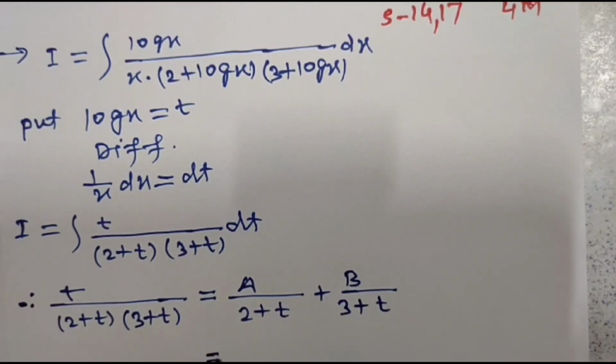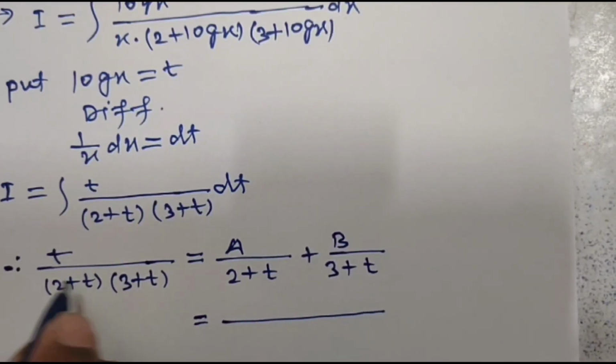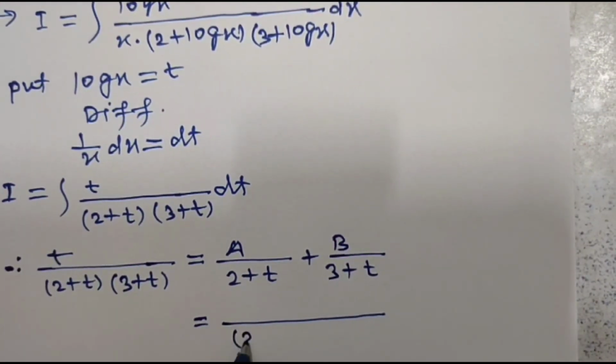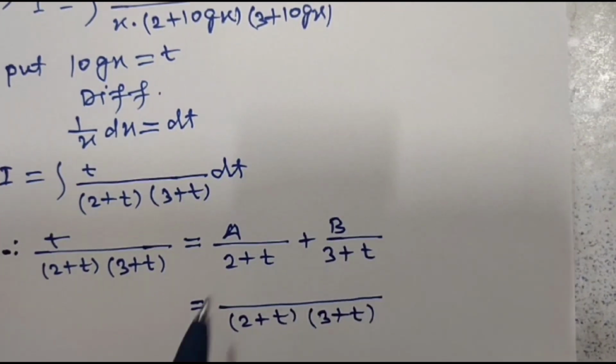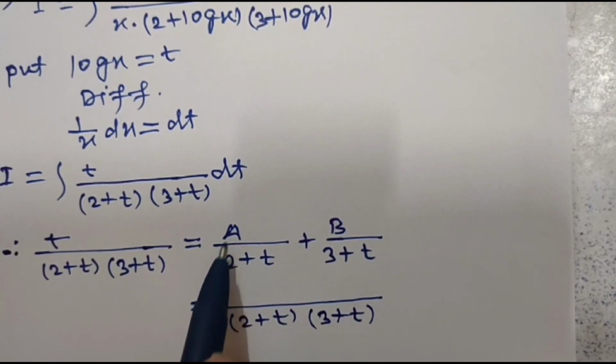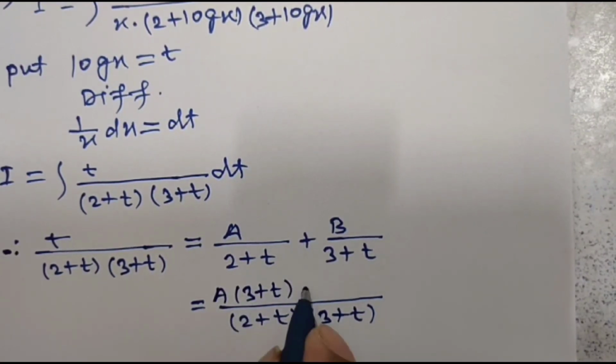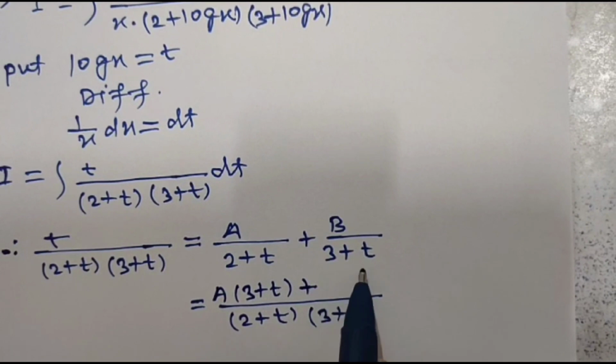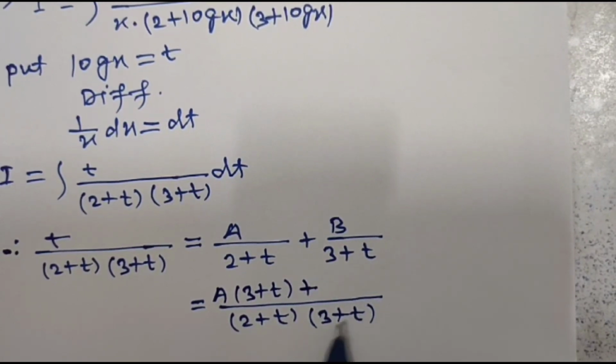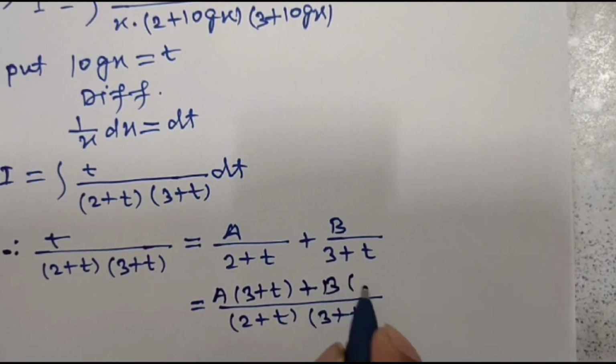This is equal to, you can write, now take the denominator of the left hand side as it is, 2 plus t in one bracket and 3 plus t in another bracket. Now the denominator of capital A is 2 plus t. From here cancel 2 plus t, remains only 3 plus t. Hence we can write A into 3 plus t plus, the denominator of B is 3 plus t, cancel from here, 3 plus t gets cancelled, remains only 2 plus t. So B into 2 plus t.